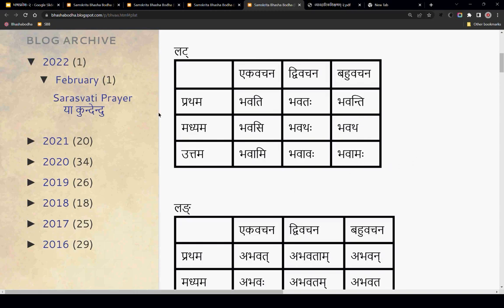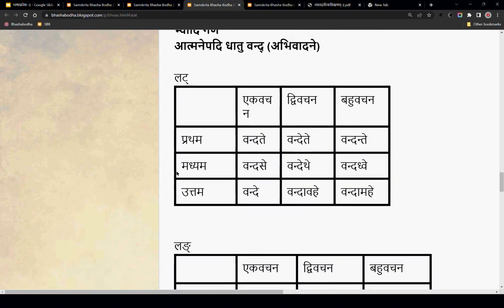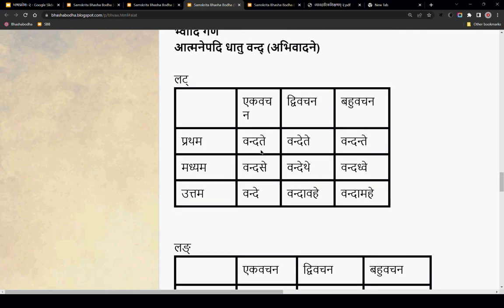So if a dhatu has this kind of form in lat lakara, then it is categorized as a parasmaipadi dhatu. If it gets this form, which form? This form in lat lakara only, like this: vandate, vandete, vandante, vandase, vandethe, vandadhve, vande, vandavahe, vandamahe.